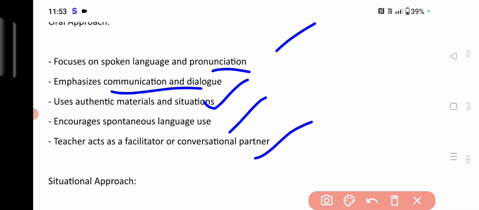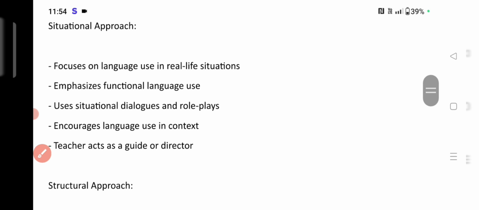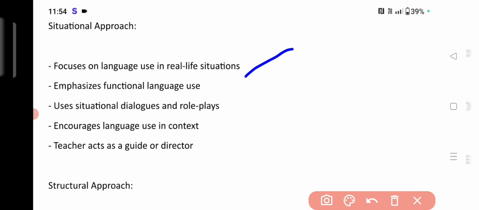Teachers act as a facilitator or a conversational partner. Next thing is the situational approach. Situational means nothing but real life situations, right? It emphasizes functional language uses, and it uses situational dialogue and role plays. That means real life situations they are facing. Situational approach, the keyword is also a keyword only.